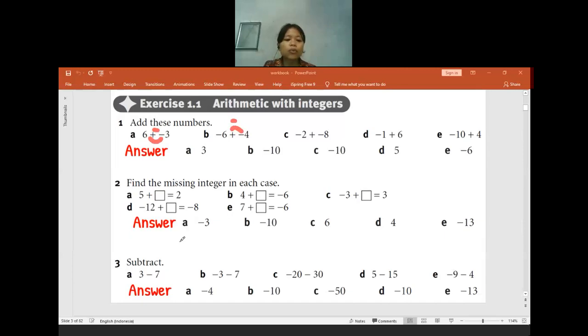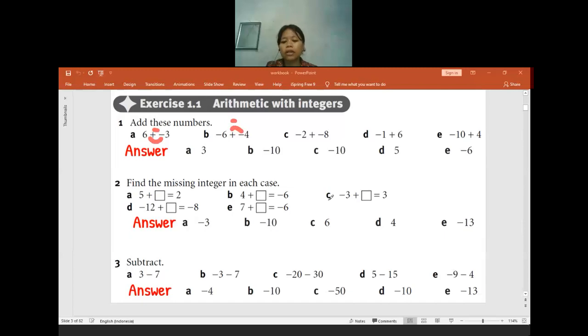For question 2, from 5 into 2, the thing I have to do is subtract 3. That's why the answer is minus 3. From 4 into negative 6, it means I have to subtract 10. That's why the answer is negative 10. Do the same thing for all of the questions.